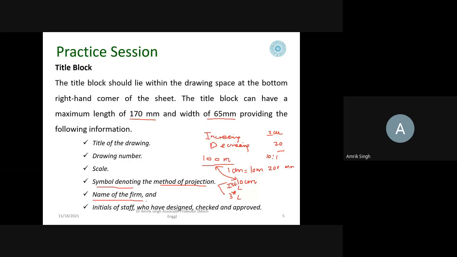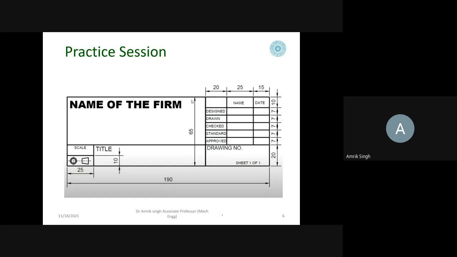Then name of the firm. So every company which is making, suppose Maruti is there, it is making the car. So car की जितनी भी ड्राइंग बनेगी उसके ड्राइंग बोर्ड पे, के ड्राइंग शीट पे मारुति का नाम होगा. So name of the firm and initial of the staff who has designed, checked and approved. Okay. So this we understand just now in the next slide.